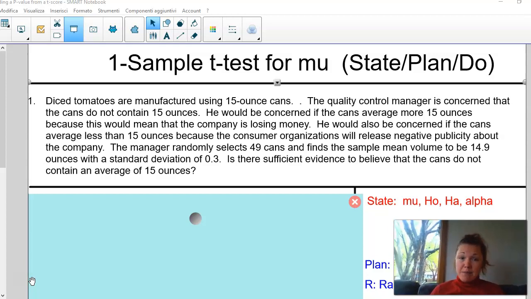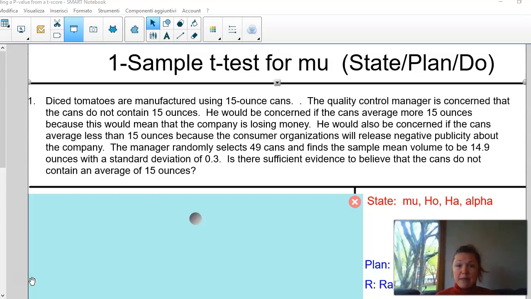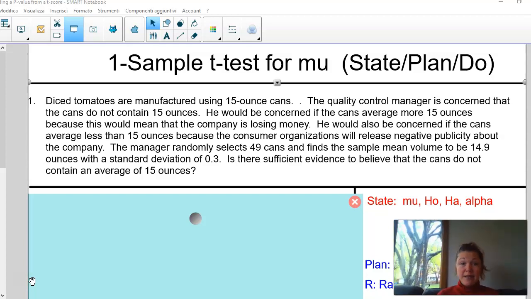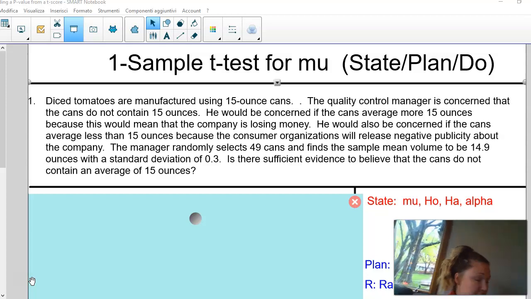Okay. Diced tomatoes are manufactured using 15-ounce cans. The quality control manager is concerned that the cans do not contain 15 ounces. He would be concerned if the cans averaged more than 15 ounces, because this would mean that the company is losing money. He would also be concerned if the cans averaged less than 15 ounces, because consumer organizations will release negative publicity about the company. The manager randomly selects 49 cans and finds the sample mean volume to be 14.9 ounces with a standard deviation of 0.3 ounces. Is there sufficient evidence to believe that the cans do not contain an average of 15 ounces?